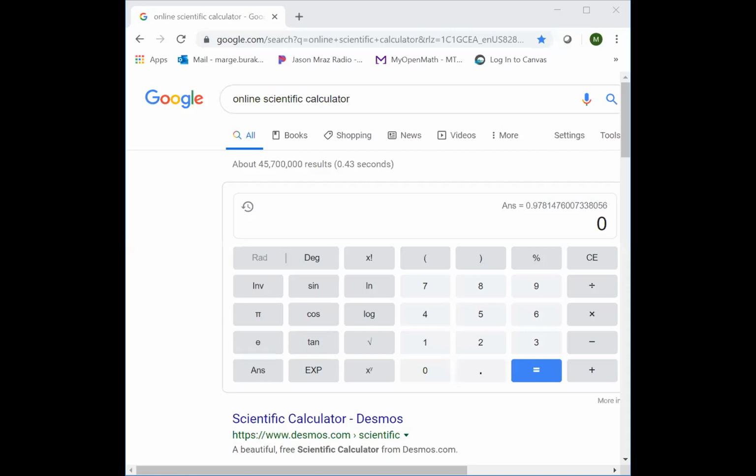Okay, so if I wanted to find the sine of 30 degrees, I go sine, make sure I'm in degrees right here, and I would go 30. Okay, and that is 0.5. That's a nice one.